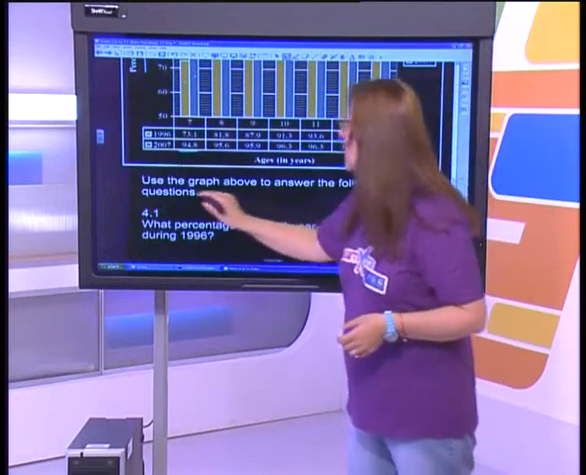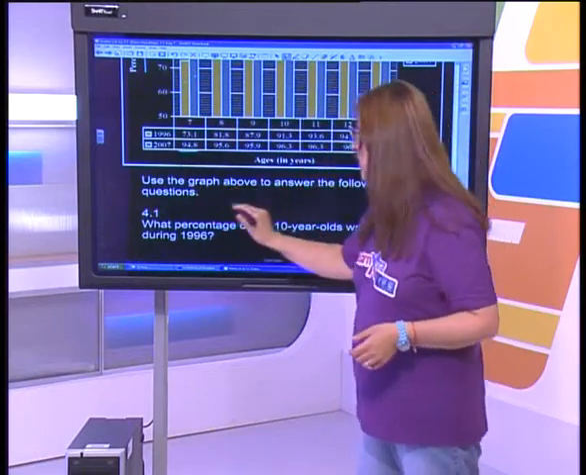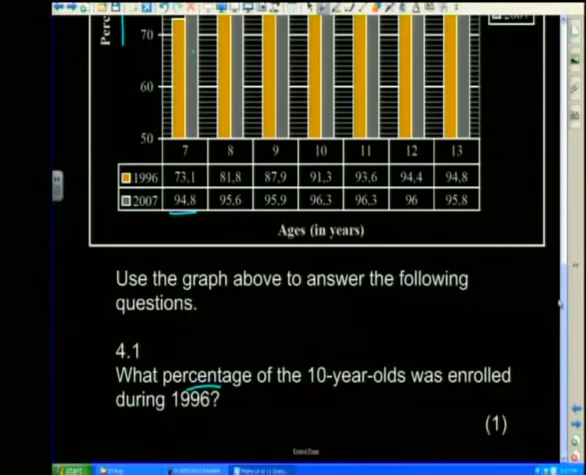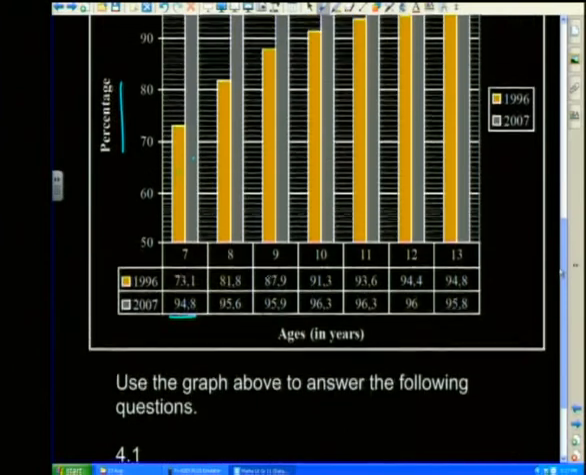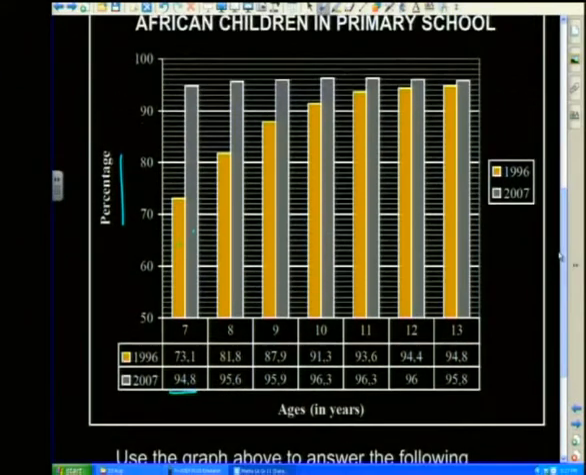Right, and the question says, use the graph above to answer the following questions. What percentage of the 10-year-olds was enrolled during 1996? So 1996 is yellow. We're looking at 10-year-olds. We're looking at that value here. And remember I said to you, we want to read that value, but it is given to us as 91.3%.